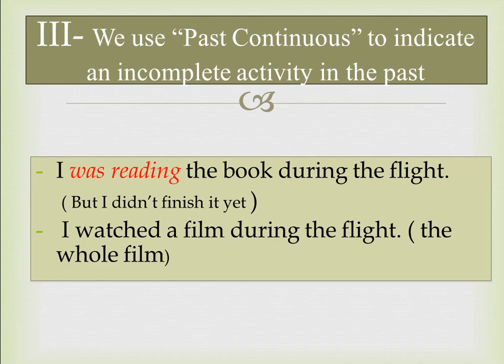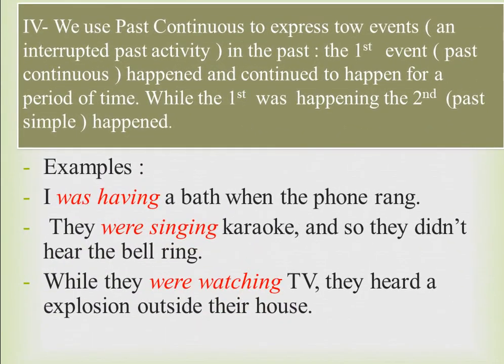So, one more use of past continuous. We use past continuous to express two events in the past. The first event happened and continued to happen for a period of time, and while the first was happening, the second happened. We use this to talk about two actions in the past. The first action we call past continuous, and the second action we call past simple, and past simple interrupts past continuous.